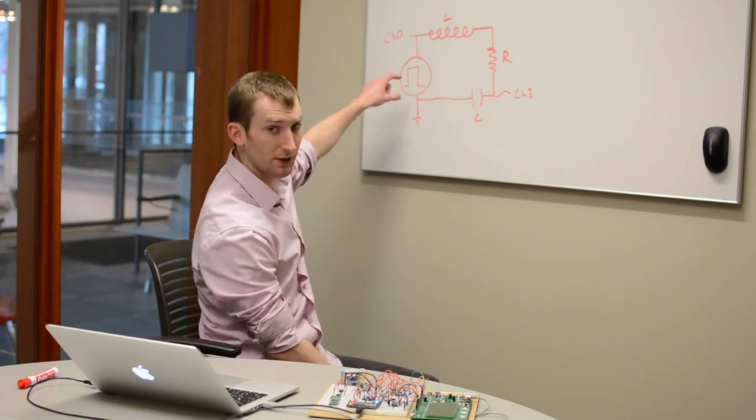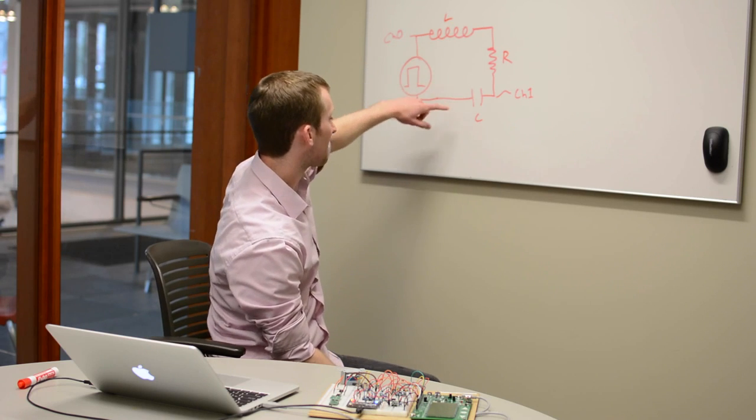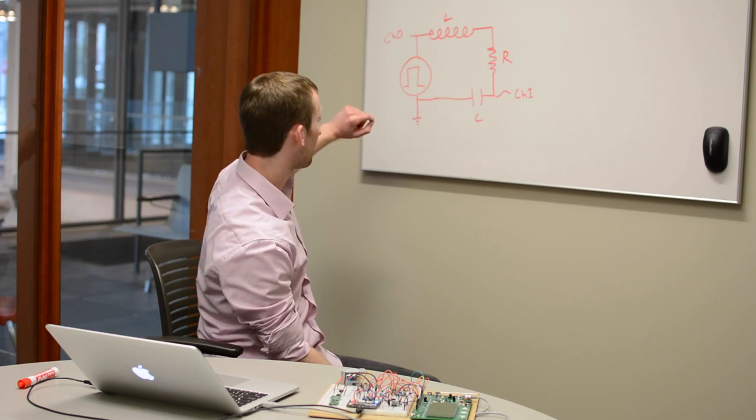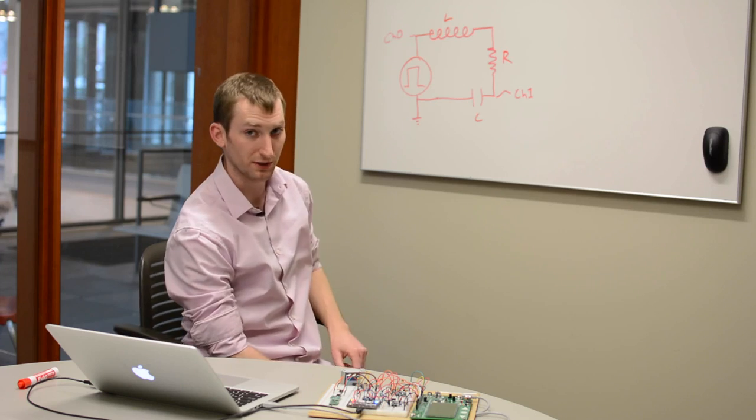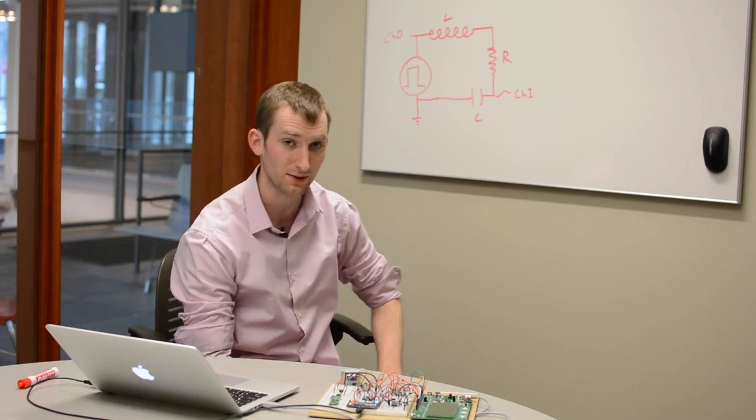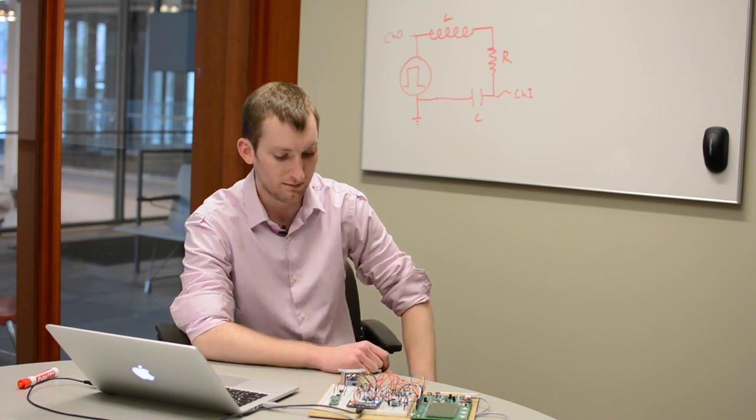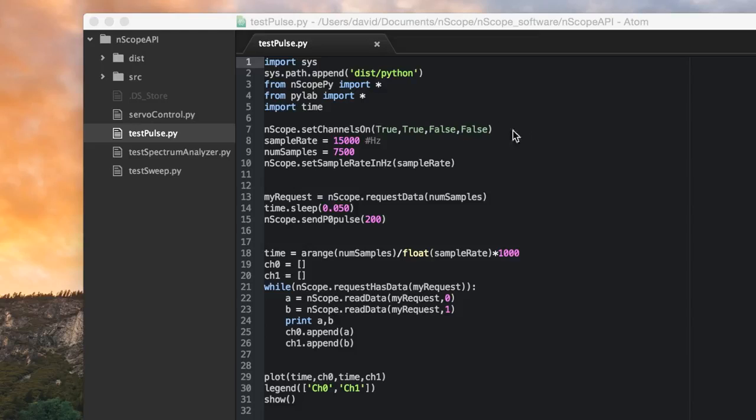I've got a pulse generator hooked up to a series LRC circuit. Channel 0 is measuring the pulse output, and channel 1 is measuring the voltage across the capacitor as the circuit output. What I'm going to do is measure 1 second of data with a 200 millisecond pulse to measure the step response of the system.